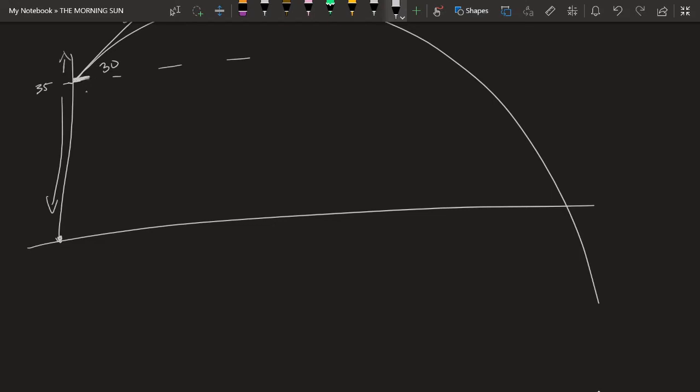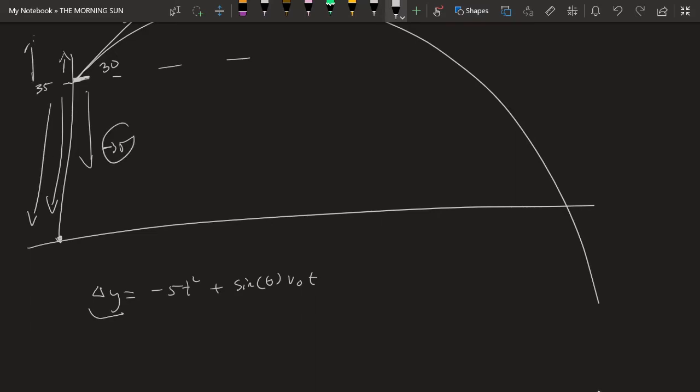If upwards is the positive sense, your displacement is negative 35. We know that delta y is equal to minus 5t squared plus sine theta v0t. In this case, delta y is this distance, but since upwards is the positive direction, it's going to be negative, so minus 35 is equal to minus 5t squared plus sine 30, v0 is 20, multiplied by the time. Input this into a calculator, and let's find the time. So here we go.